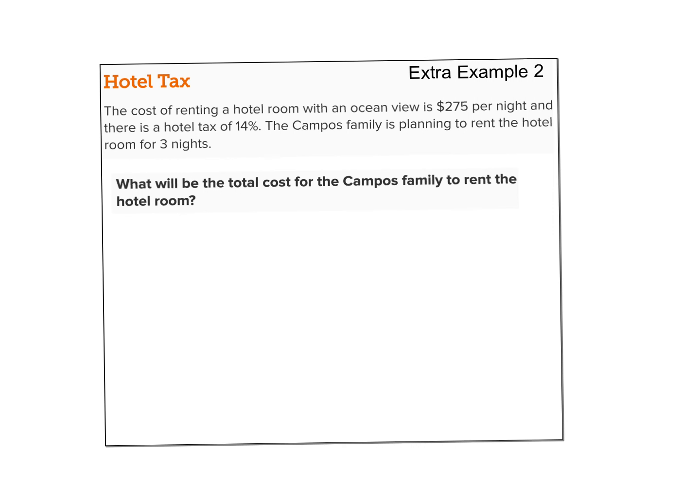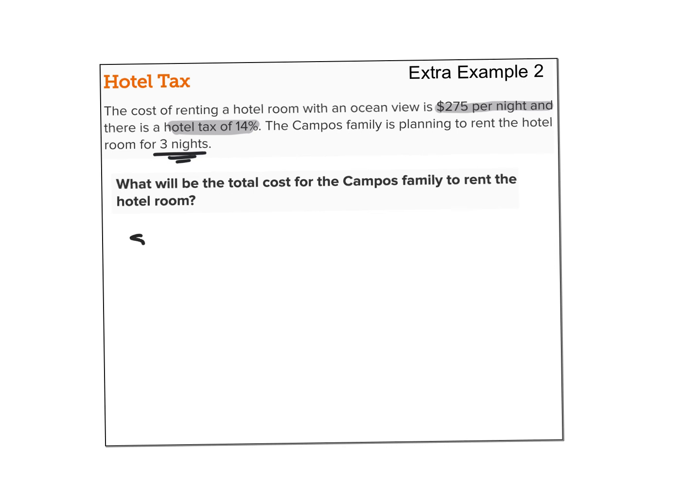It says the cost of renting a hotel room with an ocean view is $275 per night, and you have to pay a tax of 14%. The Campos family is planning to rent the hotel room for 3 nights. I want to know, can we find how much it's going to cost for the 3 nights with the tax? All right, I want you to pause the video and try this.